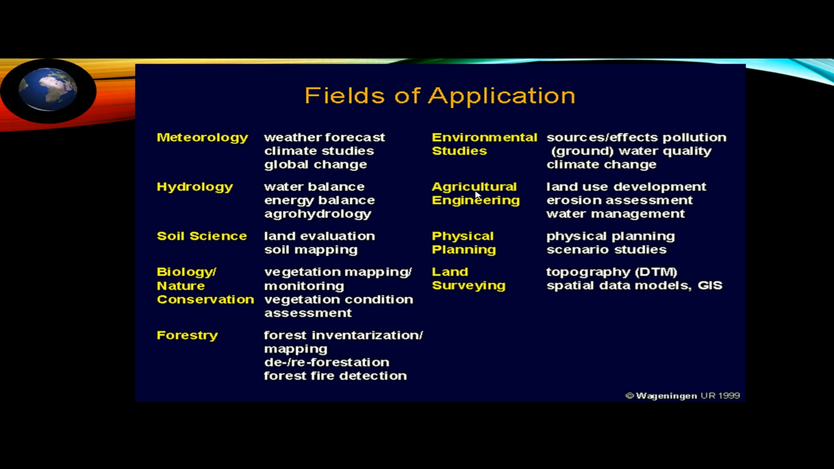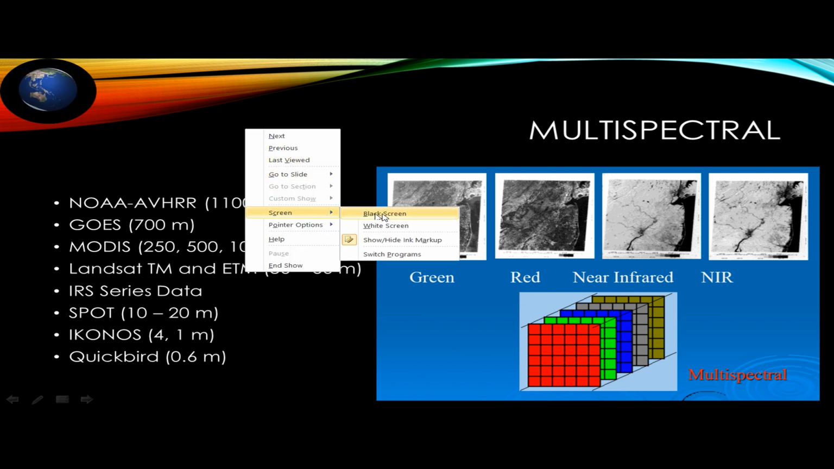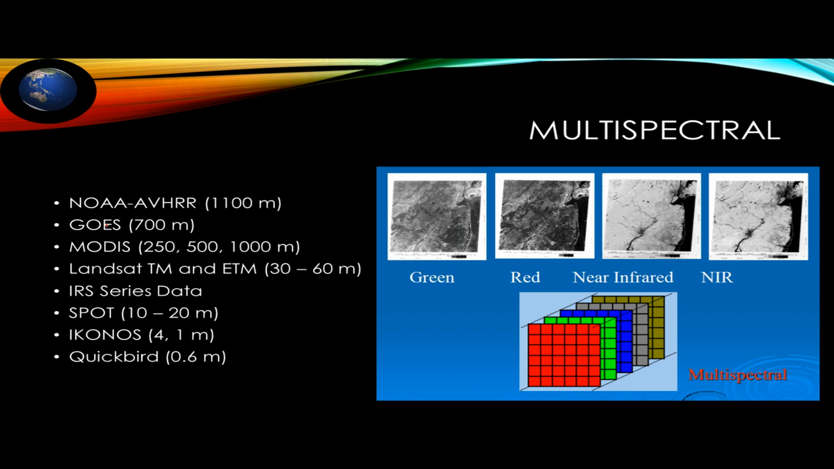I will show you some satellite imagery which deals with such applications. Generally we have multispectral imagery which has green, red, near infrared, and blue bands. This kind of imagery is called multispectral, which has different bands in a single image. And there are some more satellites which are getting imagery at the given resolution.